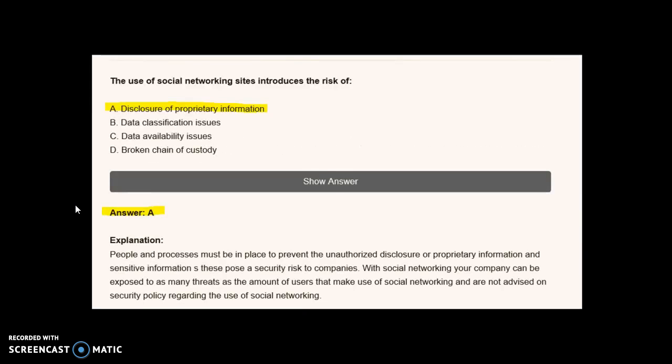The use of social networking sites introduces the risk of A, disclosure of proprietary information. People and process must be in place to prevent unauthorized disclosure of proprietary information and sensitive information that pose risk to security for companies.